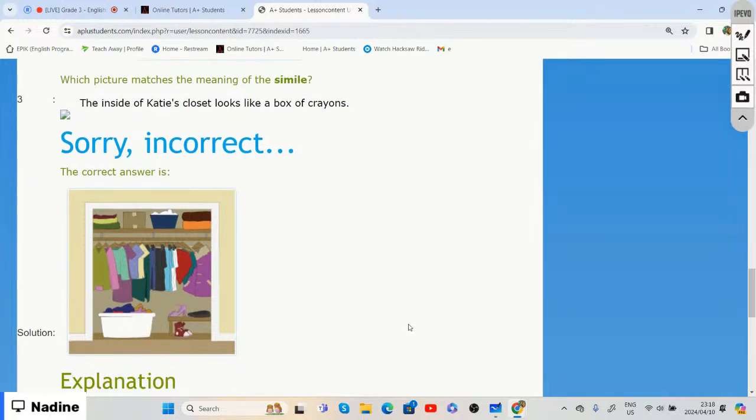And if we look at the next picture, here we have a picture with clothes. Here they're saying that the inside of Katie's clothes looks like a box of crayons. If we compare her cupboard to a box of crayons, it just means that there's a lot of colors going on.